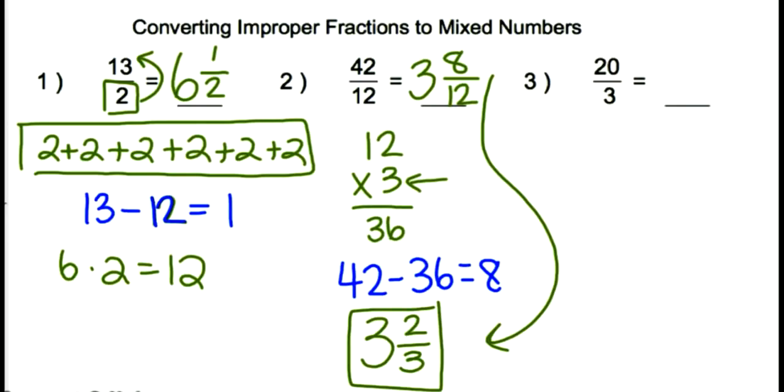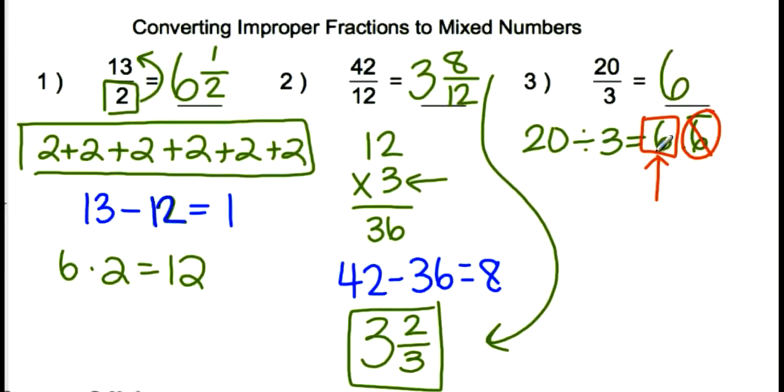20 divided by 3. We're going to do this one with our calculator. So I'm going to take 20 divided by 3. And in my calculator, I get 6.6 repeating. So what that tells me is that 3 can fit into 20 6 whole times. And then we have this over here that doesn't matter to us. So my whole number is going to be 6 because 3 can fit into 20 6 whole times.